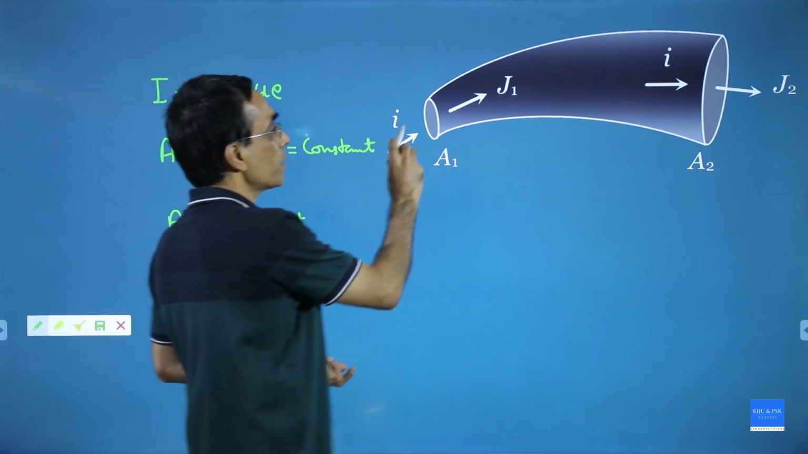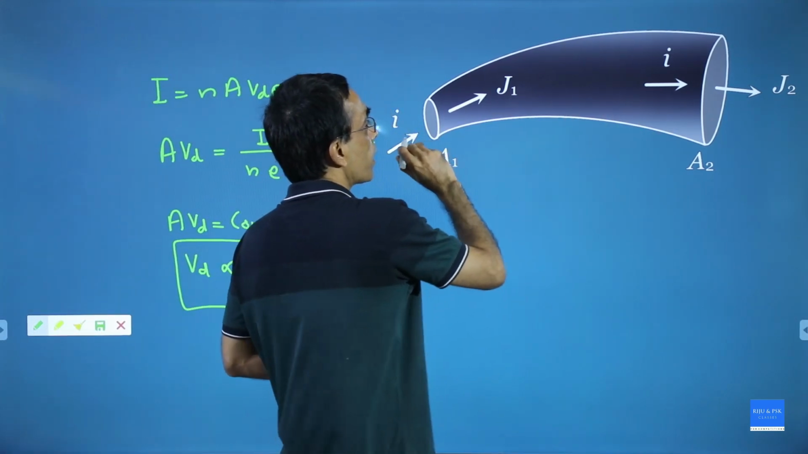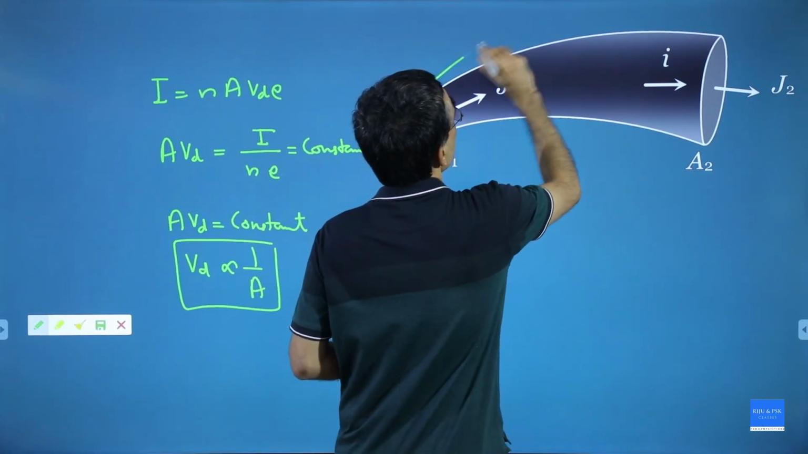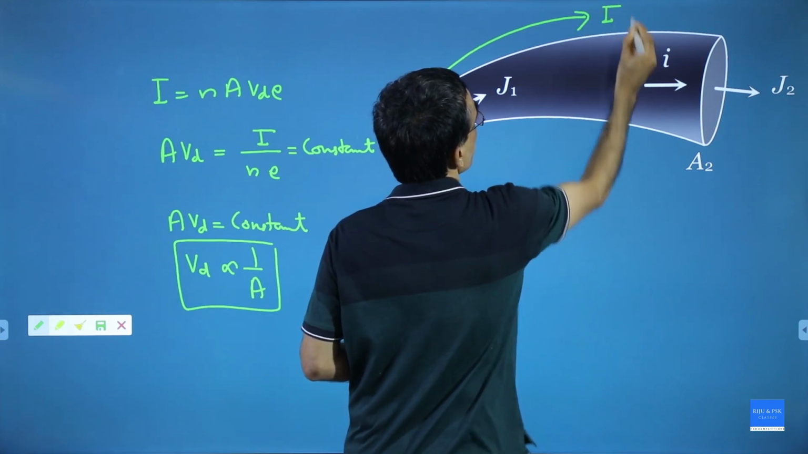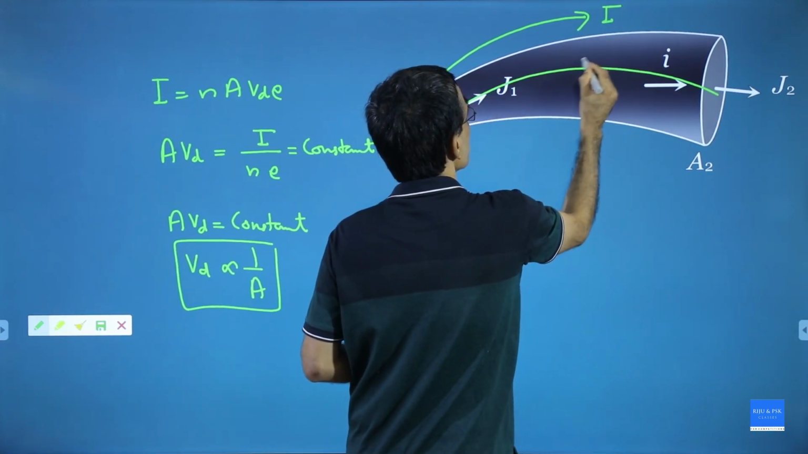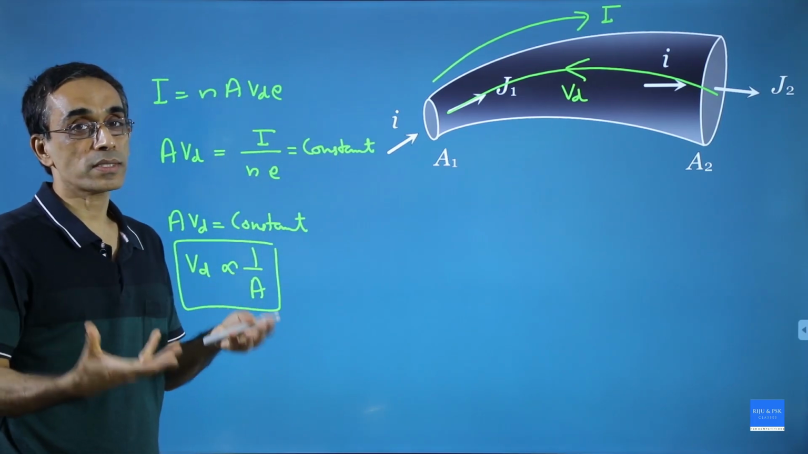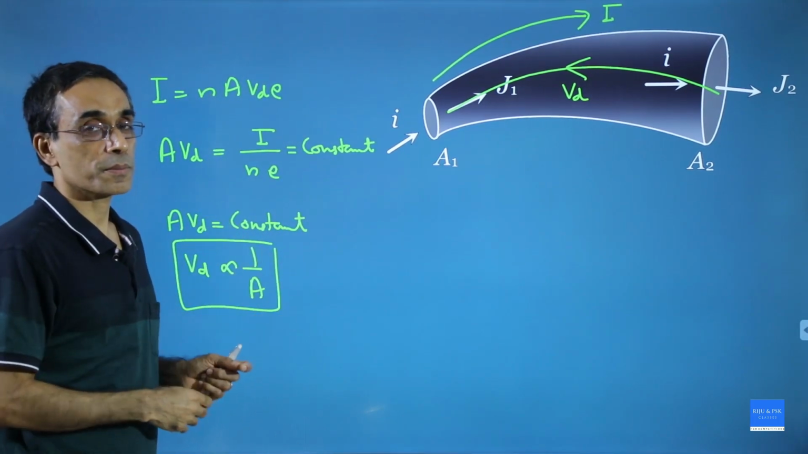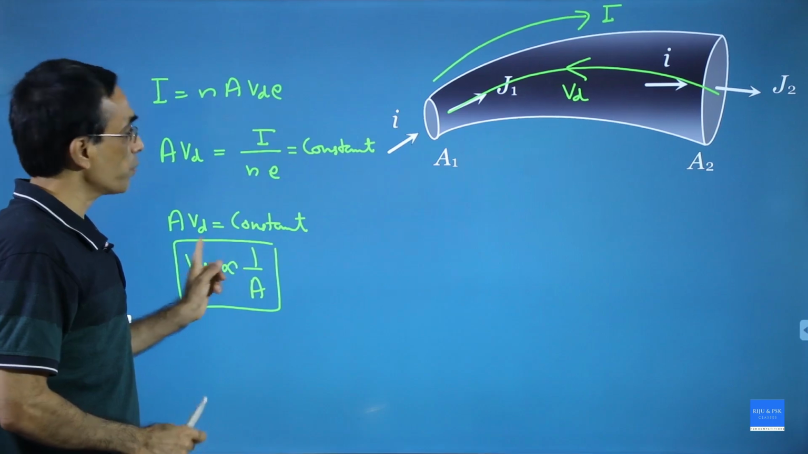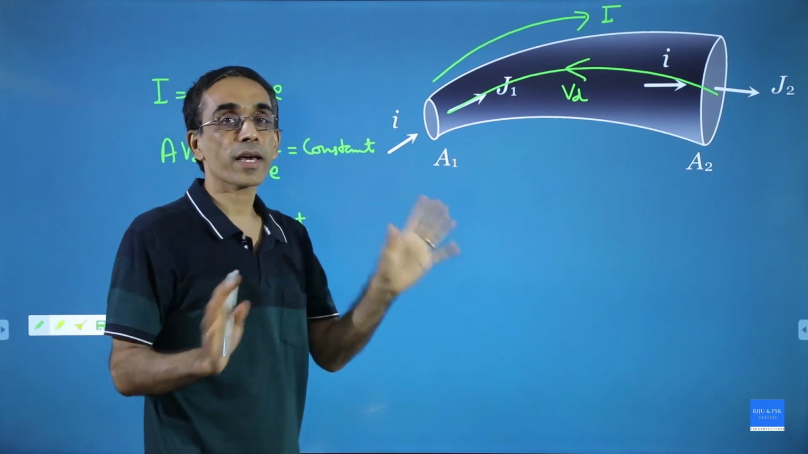So during the motion of the electron, this is the direction of current, and drift velocity will be in the opposite direction. This is the direction of the drift velocity. Where will the electron be faster? Faster drifting. Inversely proportional to area: smaller area, higher speed.